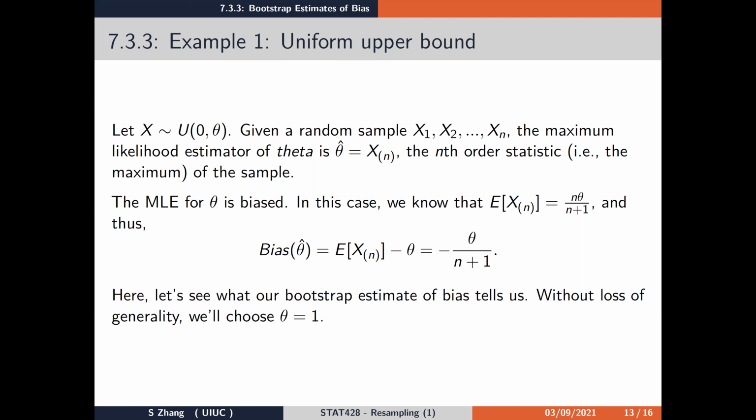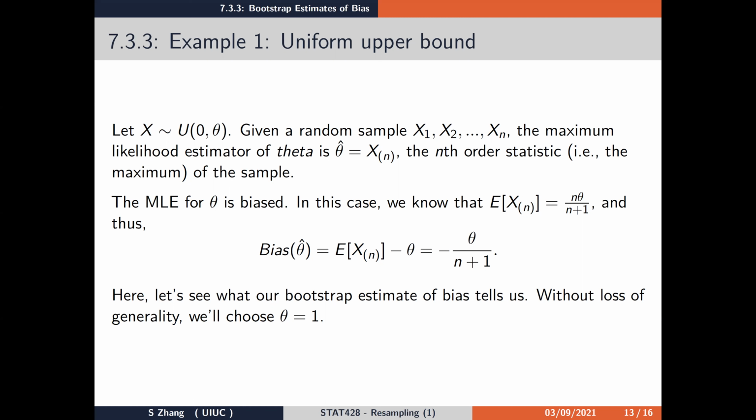So the MLE, which is the maximum of the samples, is actually biased. You might have known this from 510 or 410. In this case, we know that the expectation of the nth order statistic, or the maximum, is theta times n divided by n plus 1. And thus, the theoretical bias for this MLE is given by the difference between the expectation and theta, and that's equal to negative theta divided by n plus 1. So that's the theoretical value.